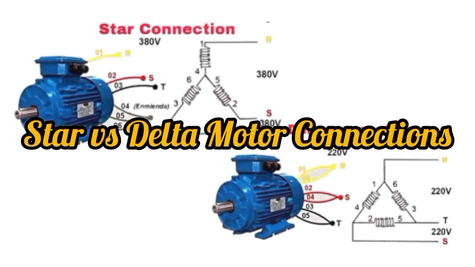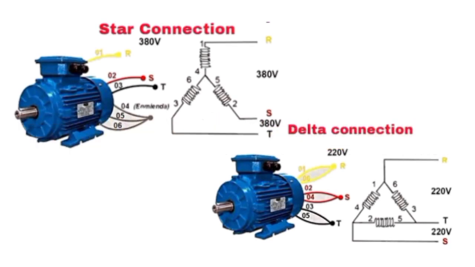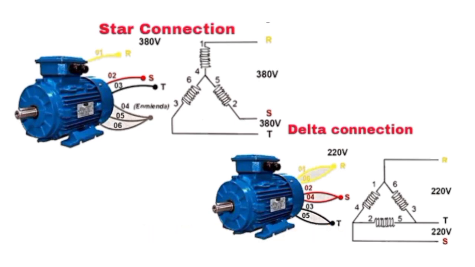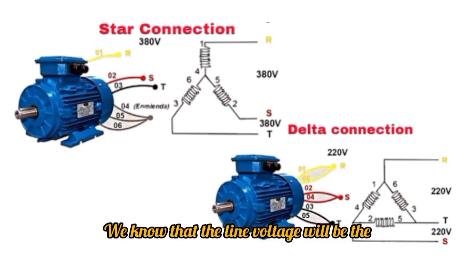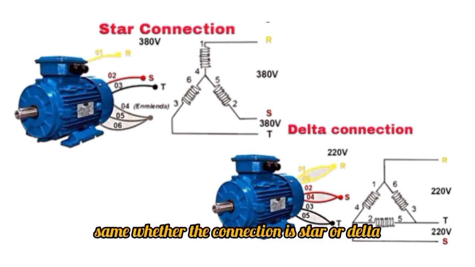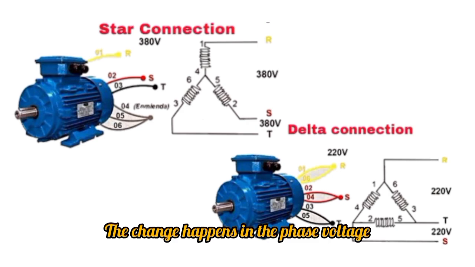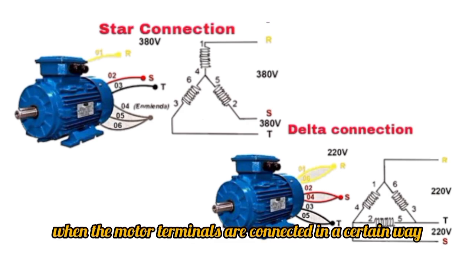Star versus Delta motor connections. Star connection has different line and phase voltages. We know that the line voltage will be the same whether the connection is star or delta. The change happens in the phase voltage when the motor terminals are connected in a certain way.